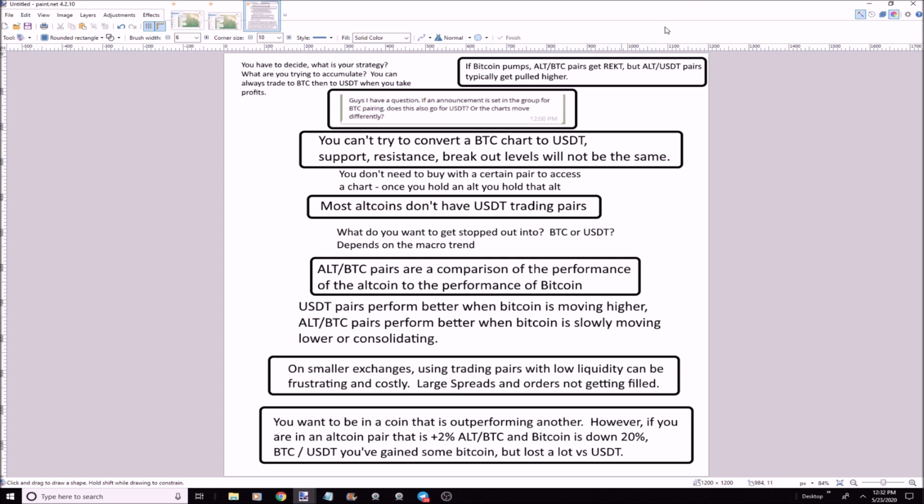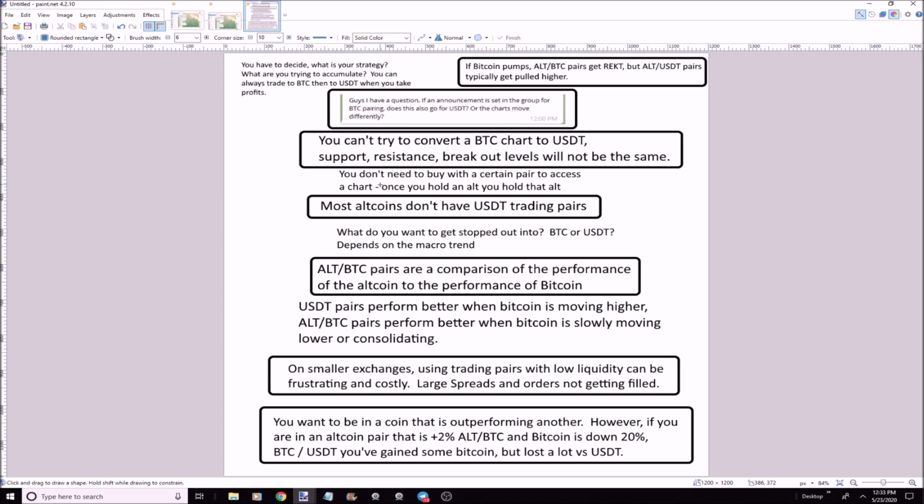First of all, you need to develop a strategy and decide, hey, what am I trying to accumulate? Are you trying to accumulate Bitcoin long term, hold on to Bitcoin and accumulate as much as possible? Are you trying to accumulate USDT? You don't need to buy with a certain pair. Like, if there's the TRX BTC trading pair, to access the TRX BTC chart, you don't need to buy with BTC. You could buy it with USDT.